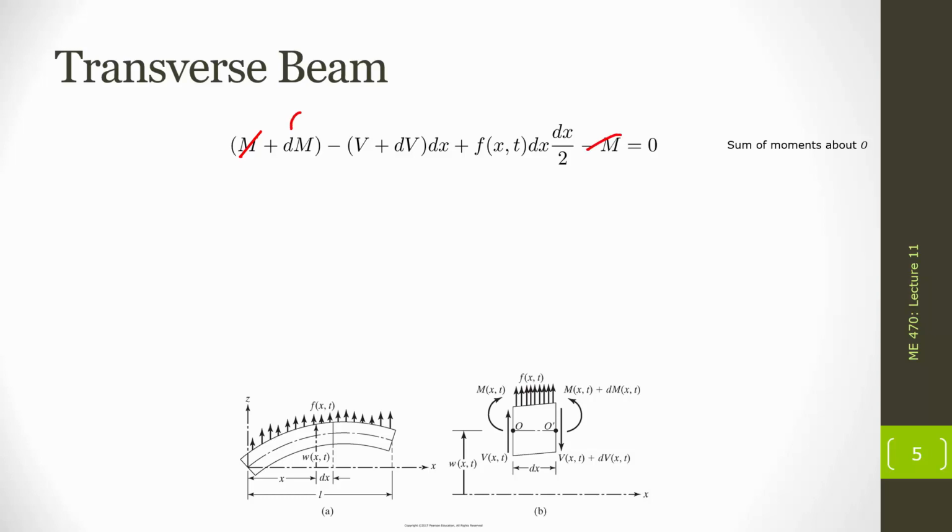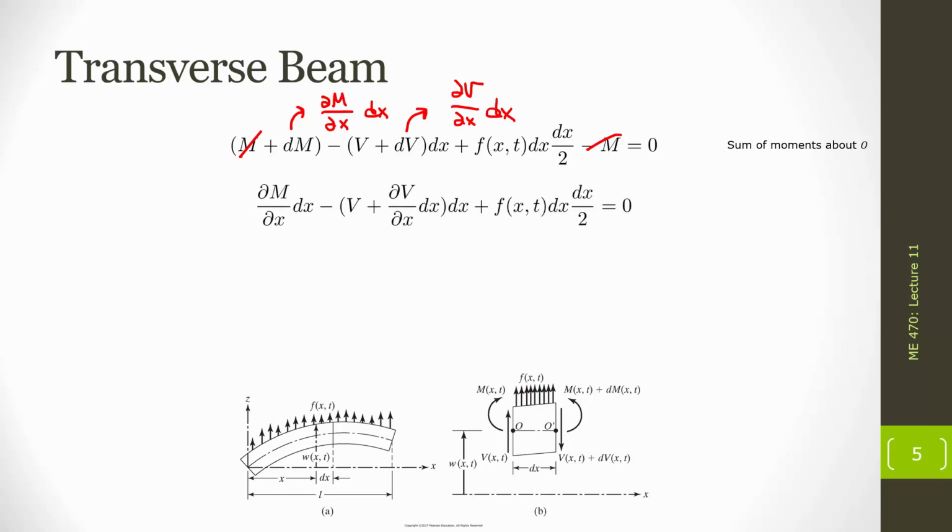This dm, like we saw before, I can rewrite as partial m partial x dx. And again, the dv can be partial v partial x dx. So we can rewrite this then thus. At this point, I have a bunch of dx terms. I can get rid of a dx here, and a dx here as I go through. So I still have some things that still have dx terms, but I can make one more simplification here.